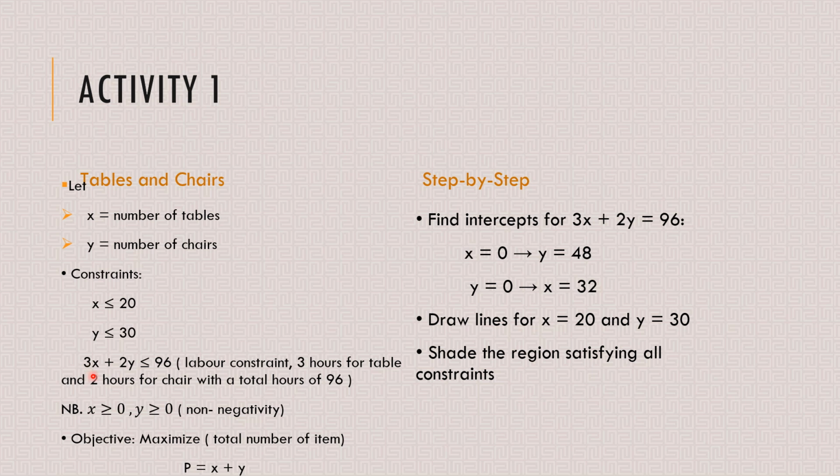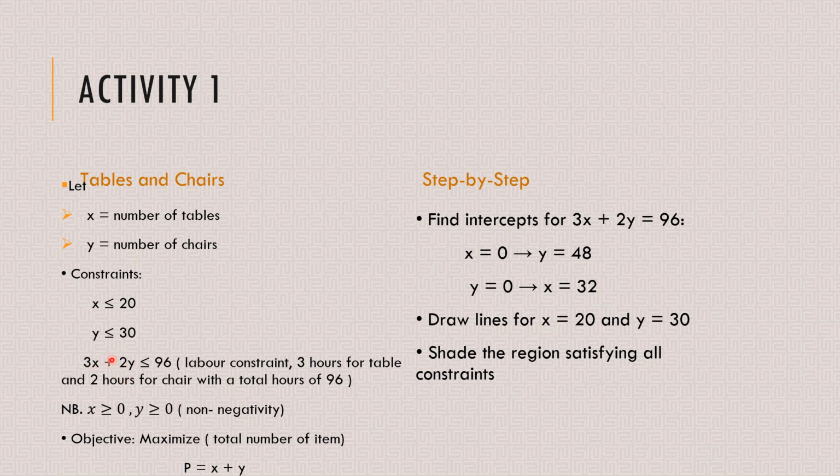So here we have 3x plus 2y being less than or equal to 96, because when you combine the hours of labor of the production, it's supposed not to be more than 96. It is supposed to be 96 and below. So we have 3 hours of production for a table, that would be x, and 2 hours of production for a chair, that will be y.